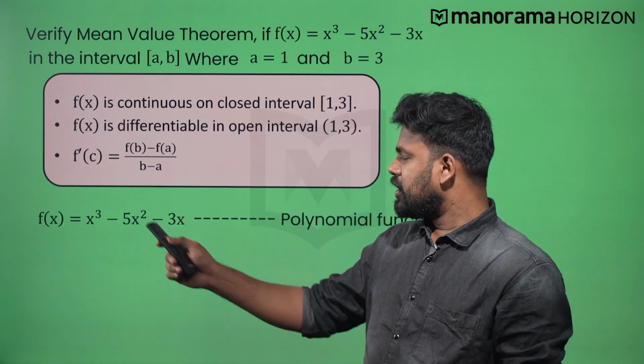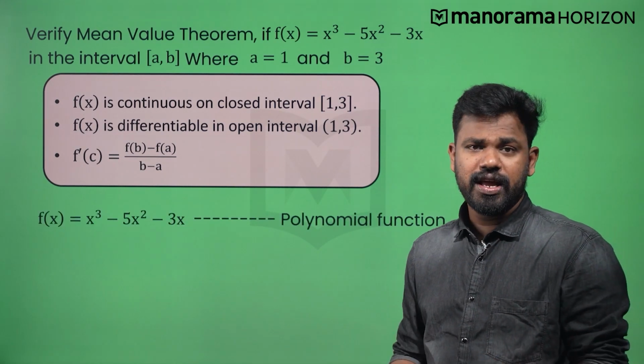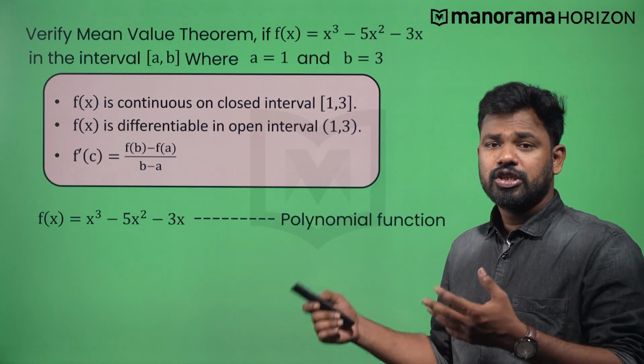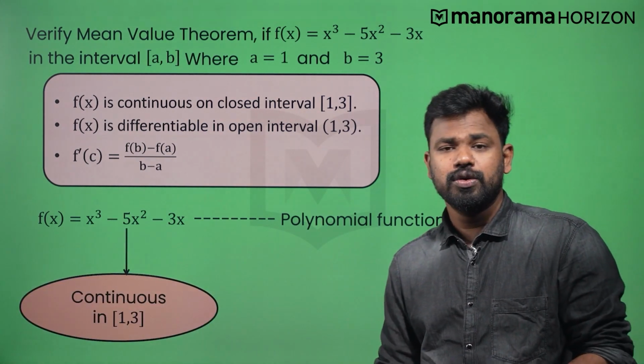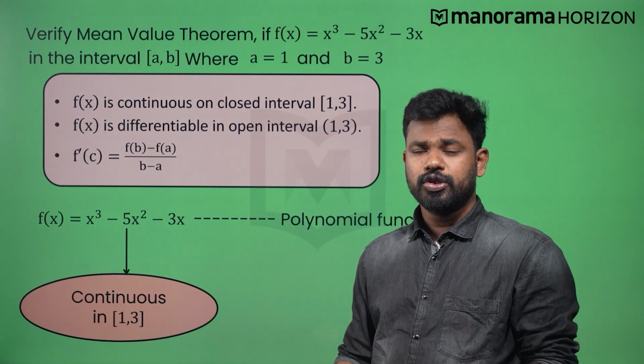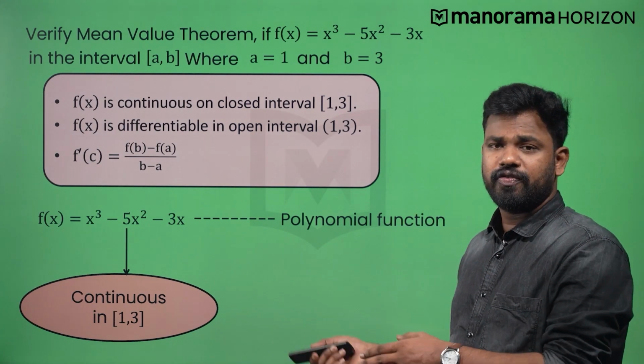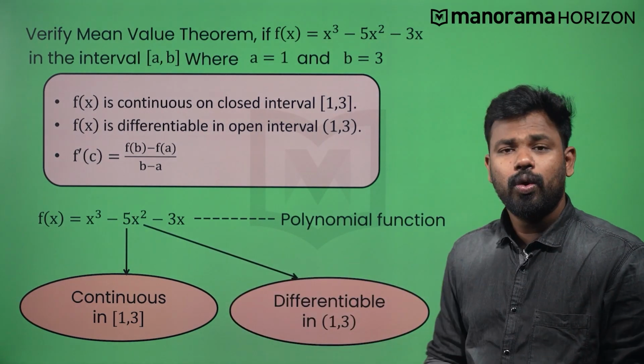So here f of x is equal to x cubed minus 5x square minus 3x, a polynomial function. So it should be continuous in the closed interval 1, 3. And also since it is a polynomial function, it should be differentiable in open interval 1, 3.